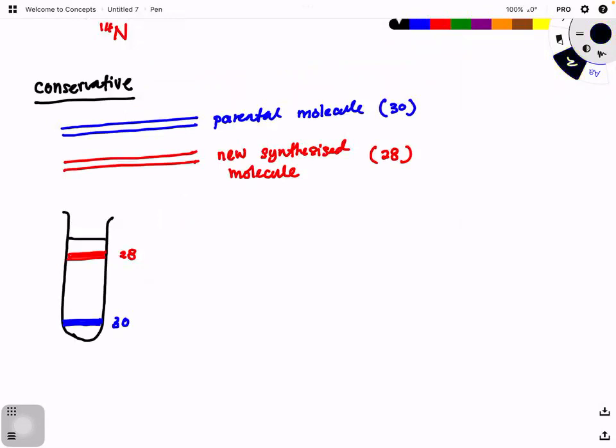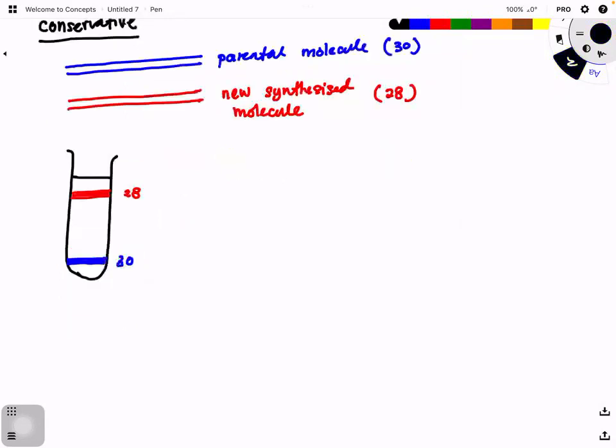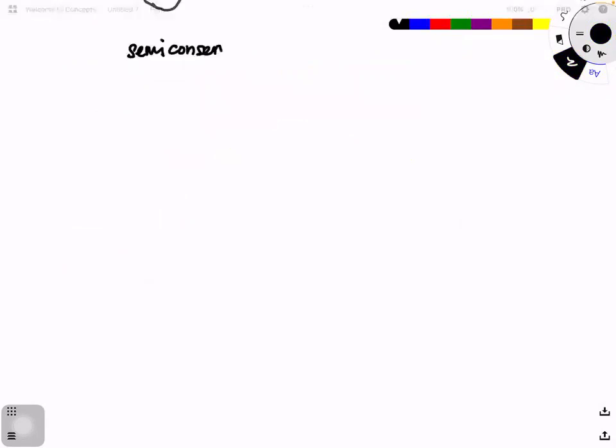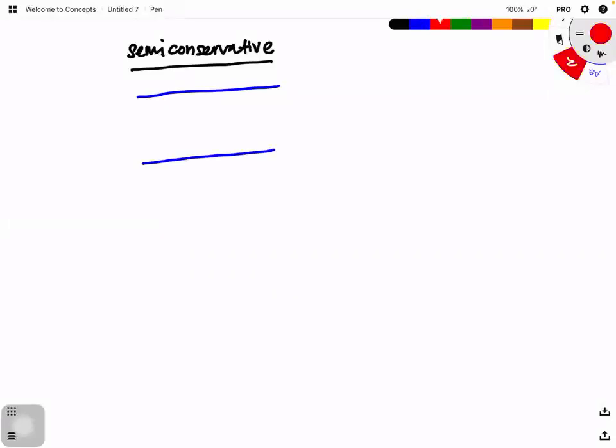Now, if semi-conservative is the correct model, what will happen here is the parental strands open up and allow the newly synthesized strands to form. Can you see that? In this case, we call it hybrid DNA. This form of DNA is called hybrid DNA. I use purple color. It means the DNA molecule has a mixture of the parental DNA. So in this case, one is 15, one is 14, so 29.